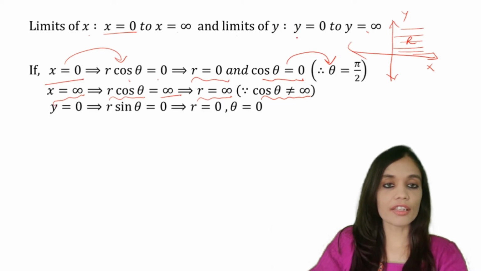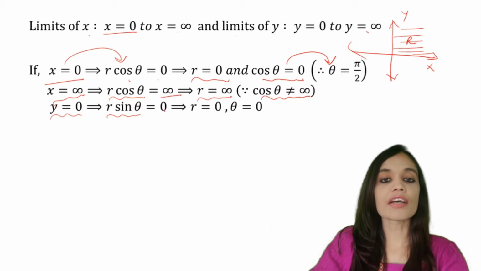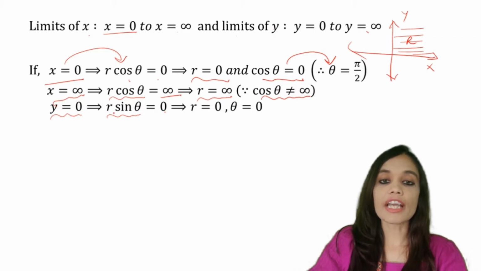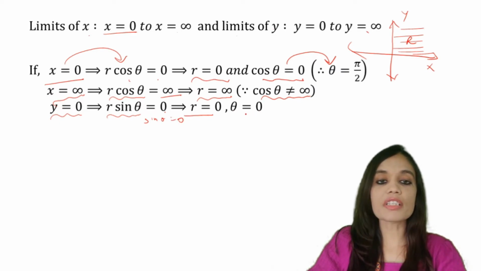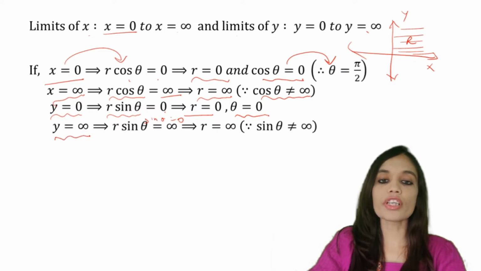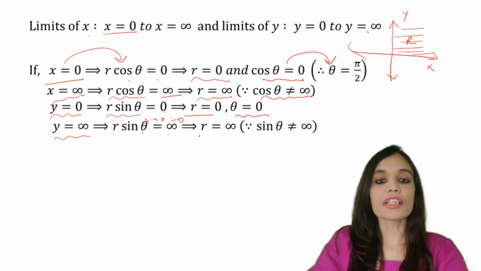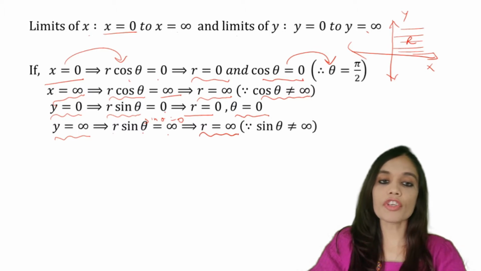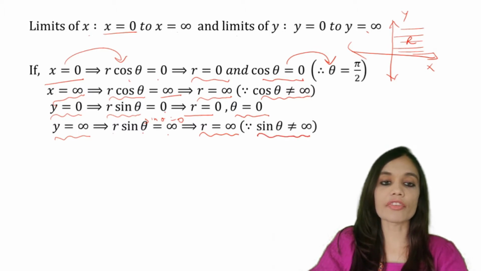Next, we are given y is equal to 0. Therefore, r sin theta will be equal to 0, right? Therefore, r is equal to 0 and our sin theta is equal to 0, right? So, from this we can say that theta is equal to 0. And lastly, we are given y is equal to infinity. Therefore, r sin theta is equal to infinity. Therefore, our r tends to infinity because sin theta can never be equal to infinity, right?